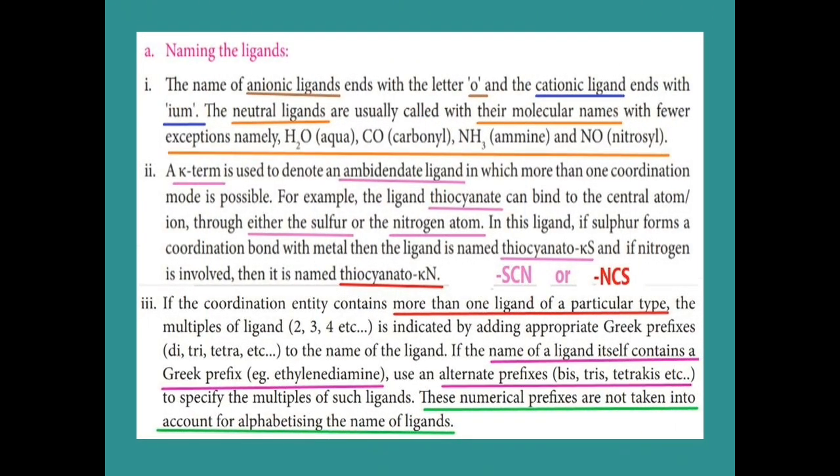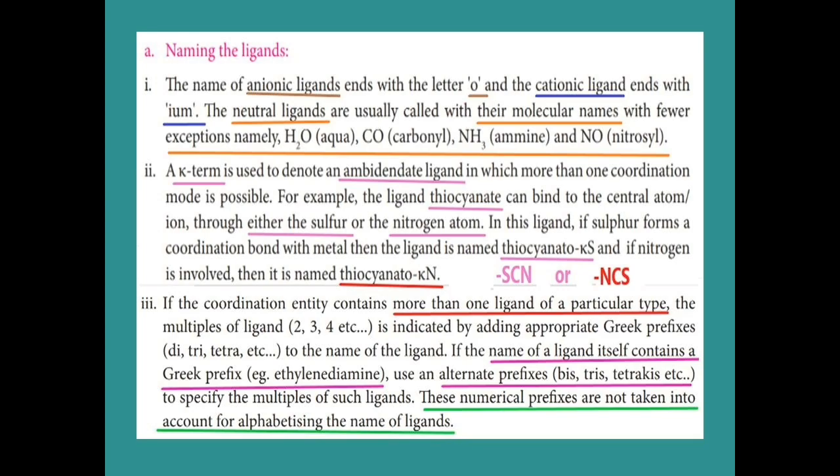Naming the ligands. If the ligands are anions, we should end the name with O. If the ligands are cations, we should end the name with IUM. If the ligands are neutral, we have to use some other name. For example, water we write as aqua. For CO we write carbonyl. For NH3 we write ammine, see the spelling AMMINE. For NO we write nitrosyl. So we have to write these terms for neutral ligands.